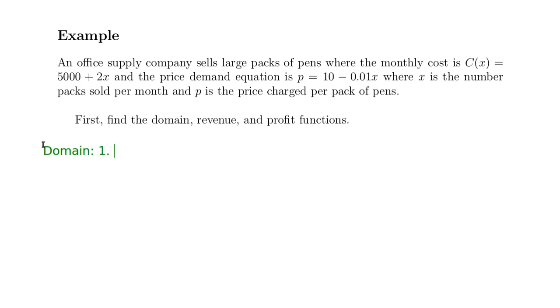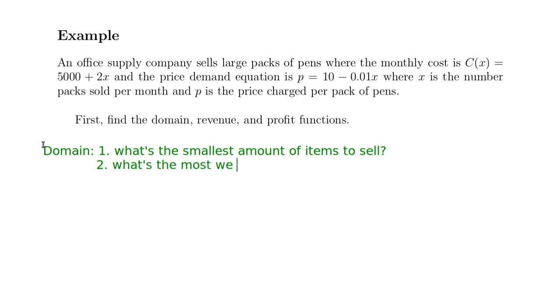First is, what's the smallest amount of things we can sell? And the second is, what's the most we can sell? Now, this first question is very easy. Since X is our production, or the number of things that we're selling, we know that the smallest amount is 0.